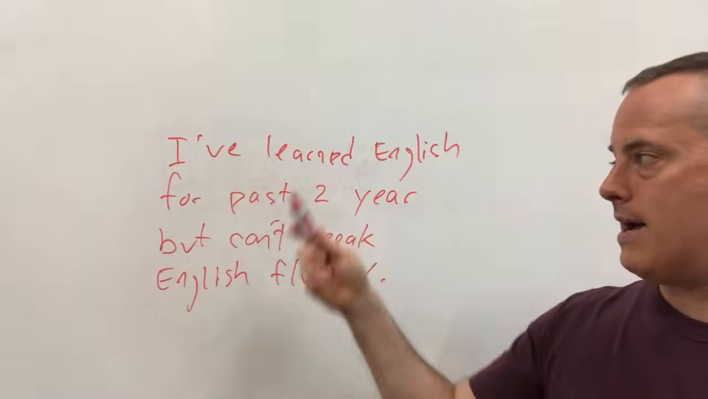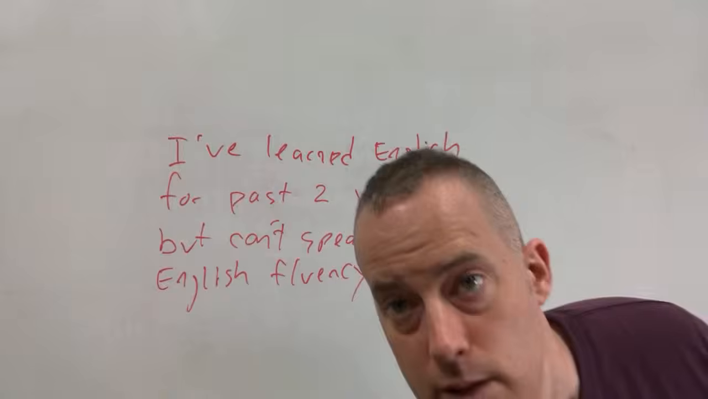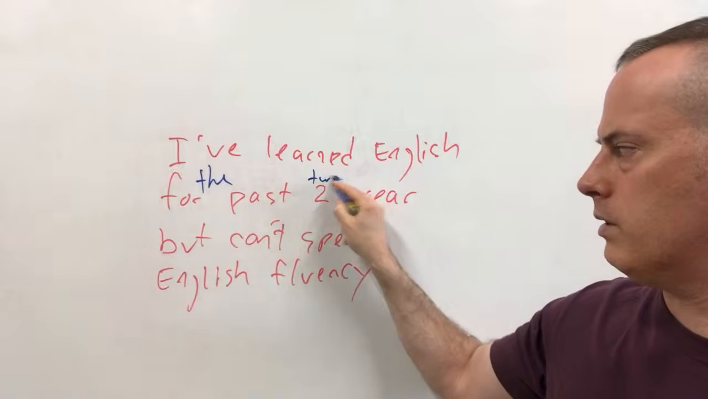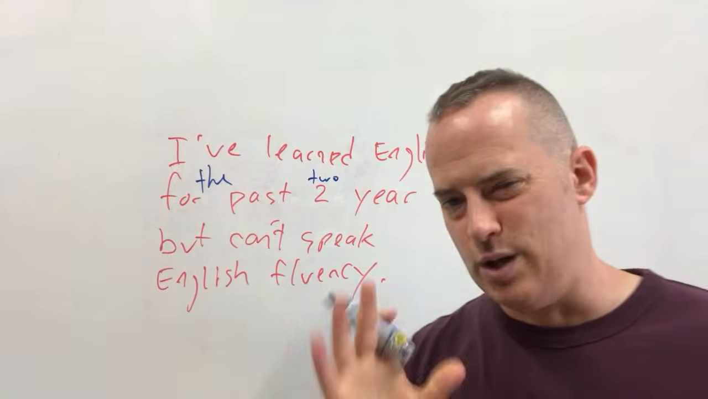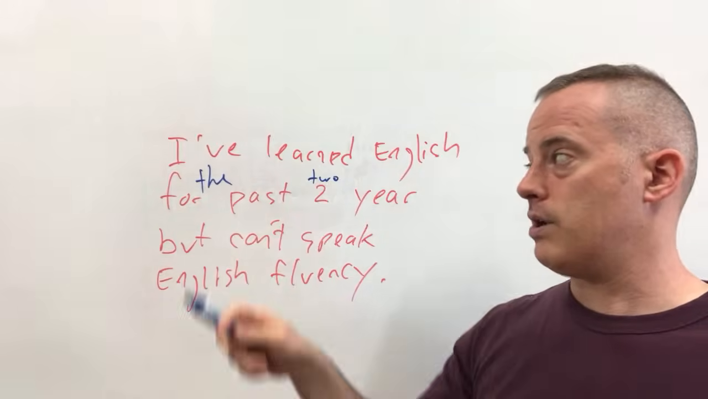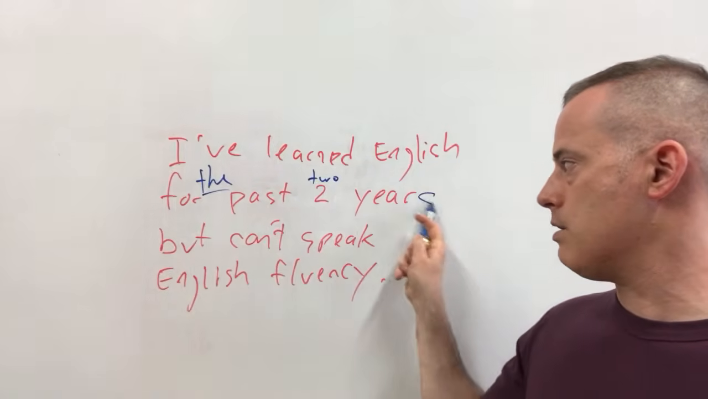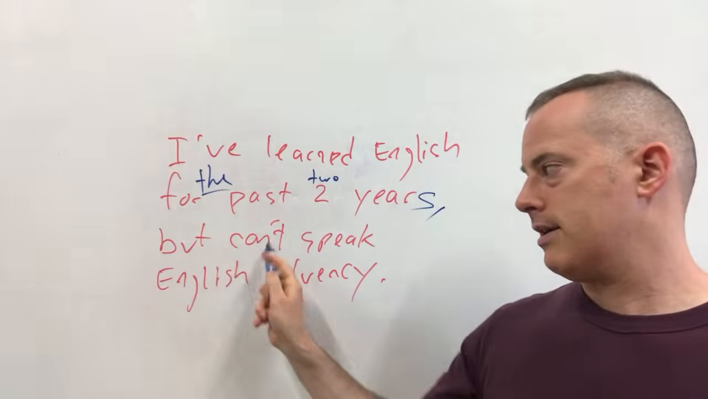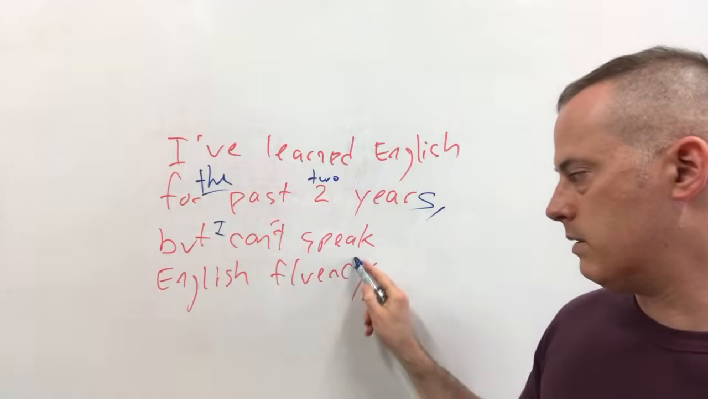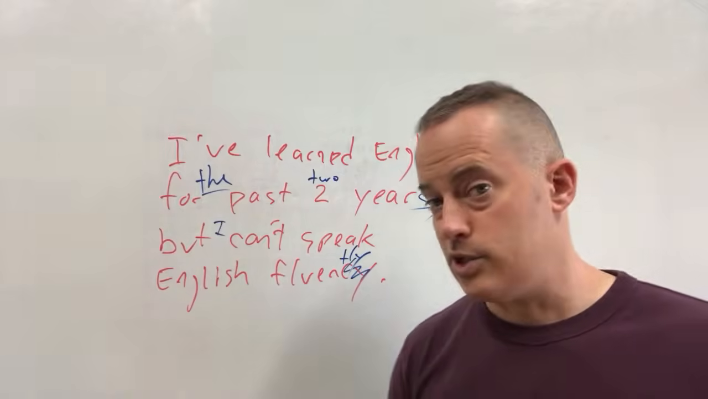So first of all, I've learned English. That's correct. We'll just put these corrections here in blue: for the past 2, and we would probably just... I understand in a comment, maybe you're typing quickly, you don't care about perfect pronunciation or punctuation or spelling, that's fine. But I want to make sure people understand this. So I've learned English for the past 2 years, comma, but can't speak, or you could even say, but I, if you want to add that, but I can't speak English fluently. All right, so to speak fluently.